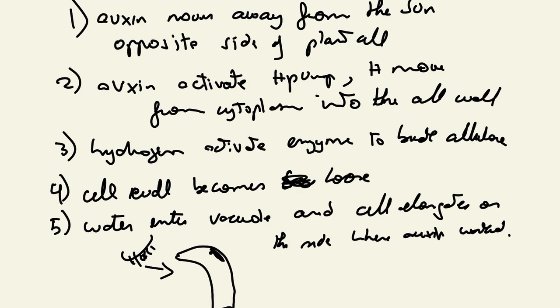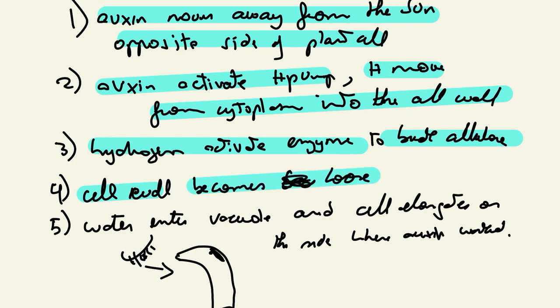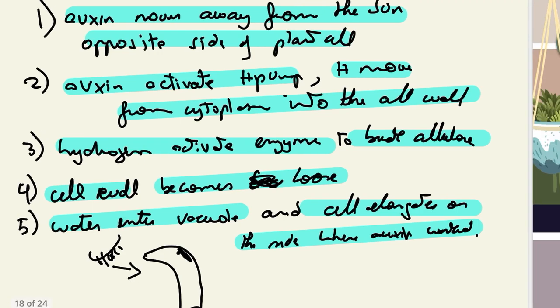So this is basically a very straightforward mention of the points. First, you've got to say the auxin is moving away from the sun, which is the opposite side of the plant. Auxin activates the H pumps. You're going to mention the hydrogen moves from the cytoplasm into the cell wall. You're going to say the hydrogen activates the enzyme to break the cellulose. And then the cell wall becomes loosened, and the water enters the vacuole, and the cell elongates on the side where it is. You can also talk a little bit more about the water causing a higher turgor pressure in the vacuole, and that means stretching the entire plant.